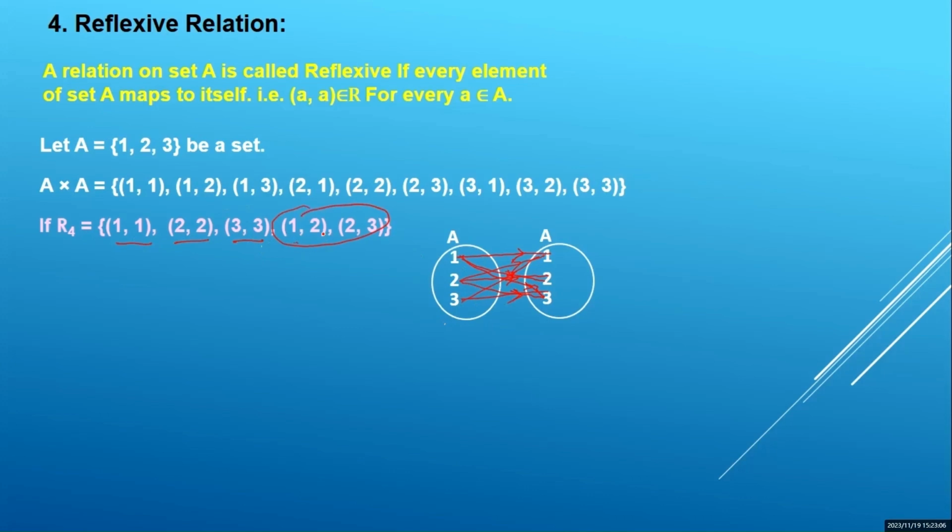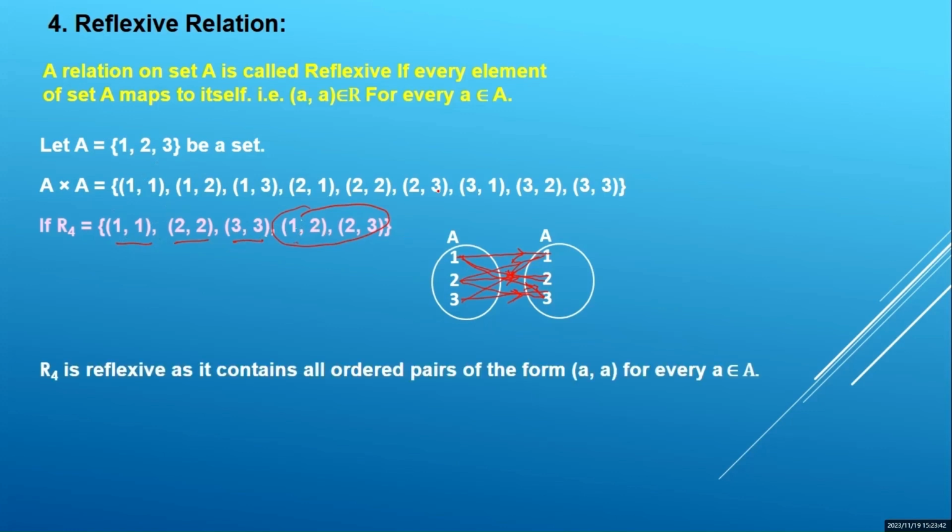So what is the difference between reflexive relation and identity relation? In an identity relation, there must be only the identity ordered pairs (1, 1), (2, 2), (3, 3). In reflexive relations, the identity ordered pairs are compulsory, but more than that, other elements also can be there. So R4 is reflexive as it contains all ordered pairs of the form (a, a) for all a belonging to set A.